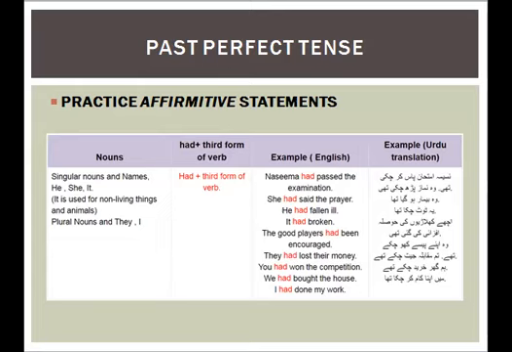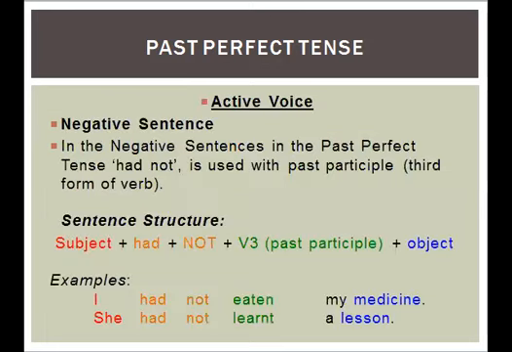The good players had been encouraged. अच्छे खिलाड़ियों की हौसला अफजाई की गई थी. They had lost their money. वो अपने पैसे खो चुके थे. You had won the competition. तुम मुकाबला जीत चुके थे. We had bought the house. हम घर खरीद चुके थे. I had done my work. मैं अपना काम कर चुका था.